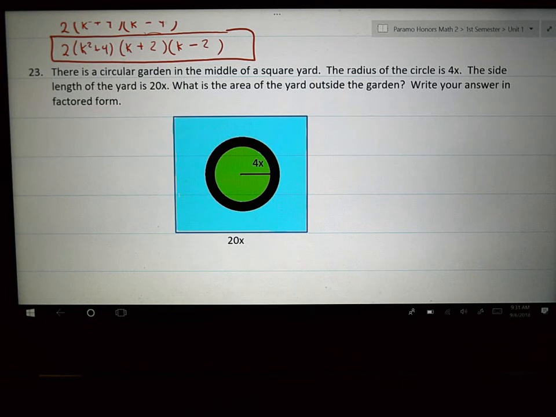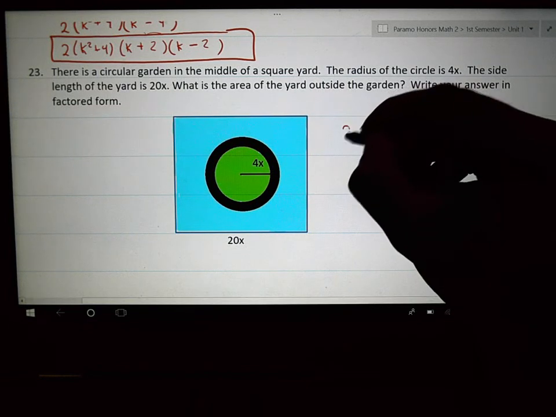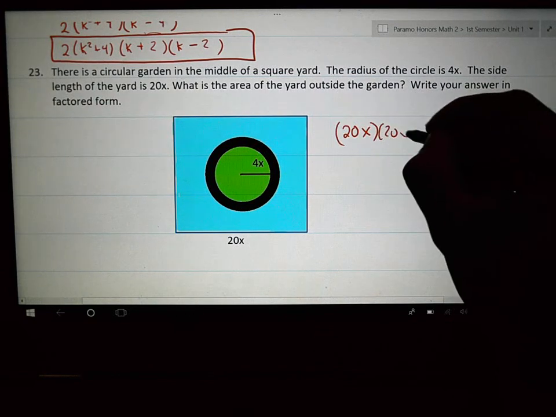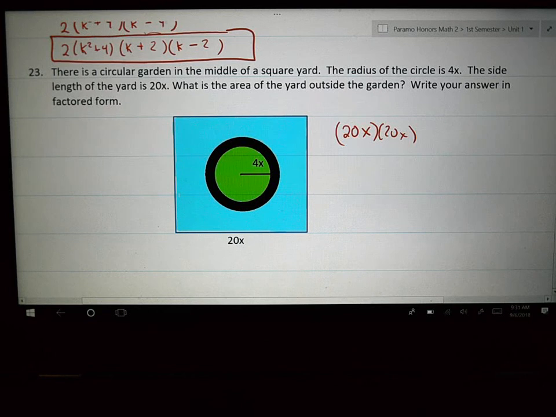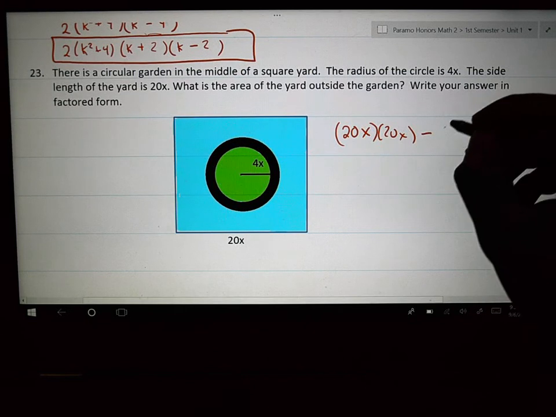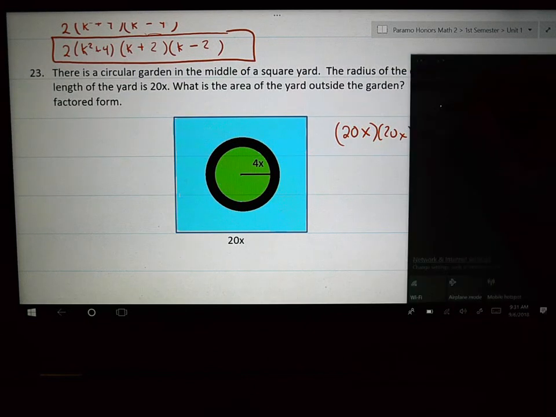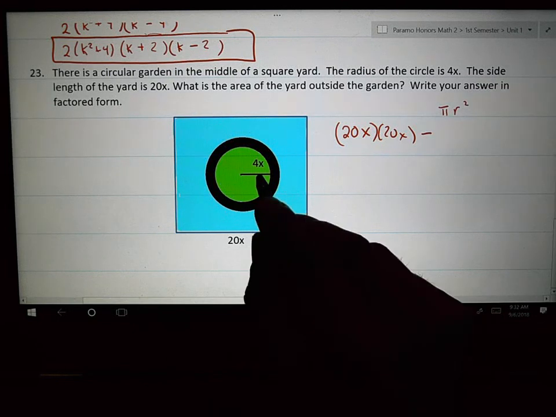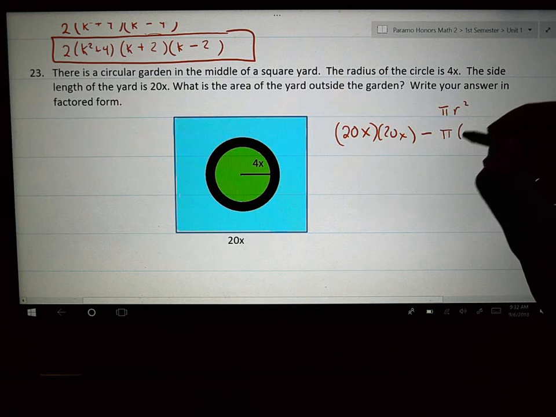So here's what I would do if I were you. I would do 20x times 20x. And then we're going to subtract the area of the garden. But it's a circle. Do you remember how to find the area of a circle? What's the formula? If you know it, say it out loud. Oh, good. Pi r squared. Let me just write that up here. Pi r squared. And what's the radius here? It is 4x. So pi times 4x, that's the radius, squared.